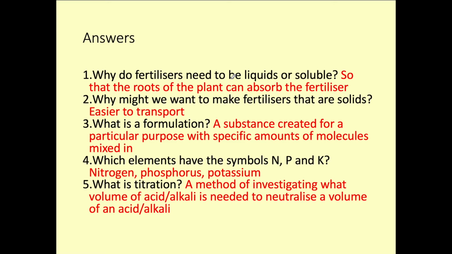And then a titration, so this is something that you will have looked at last year. So this is a method of investigating what volume of an acid or alkali is needed to neutralise a volume of an acid or an alkali. Now we've been looking at neutralisation reactions in order to make our ammonium salts. Acid plus alkali goes to salt plus water. So titration is one way in which we can make sure that we're doing this accurately.